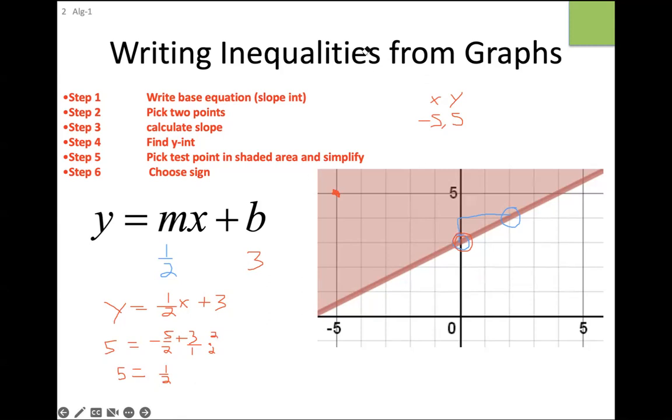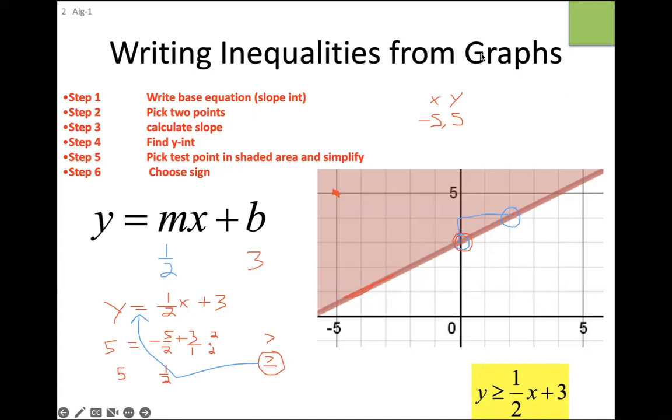If you'd like, you can erase this equal symbol and figure out what symbol you would need to make that true. There are 2 symbols that can make it true. 5 is way bigger than 1/2, so it's either greater than, or greater than or equal to. It's a solid line right here, so it's got to be greater than or equal to. So take the greater than or equal to symbol, let me do this in blue, and throw it into the equation that we just wrote right here, and that's our final answer. Y is greater than or equal to 1/2 x plus 3.